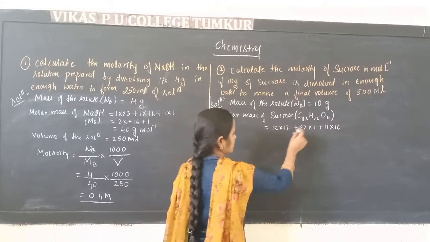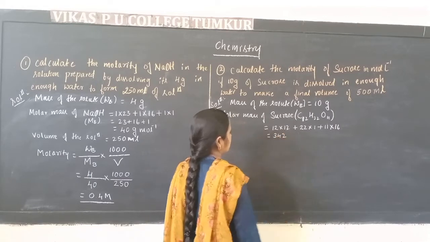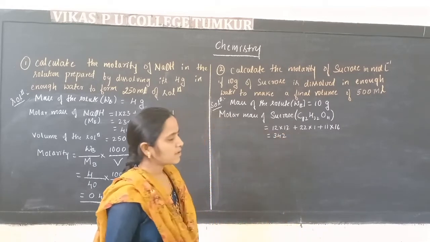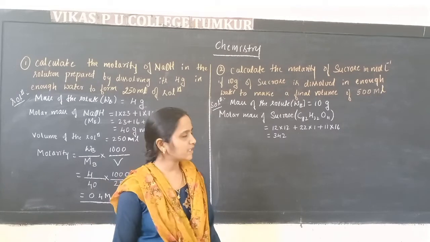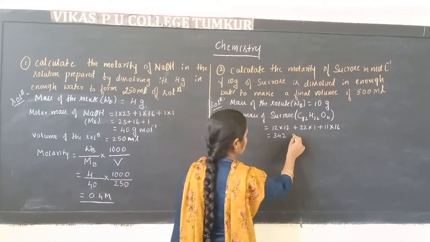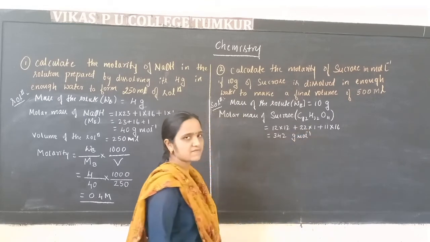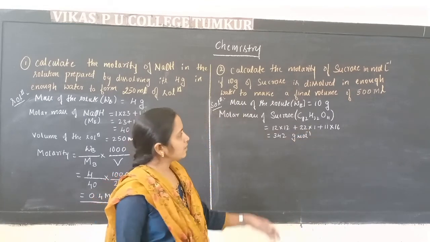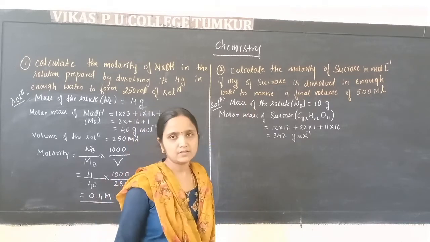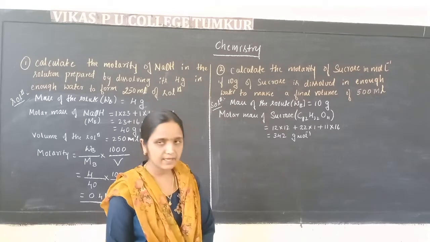On calculating this, we are going to get 342. That is the molar mass of the sucrose, 342 gram per mole. This is gram per mole, about the molar mass of the sucrose. Then the volume of this sucrose solution is given as 500 ml.